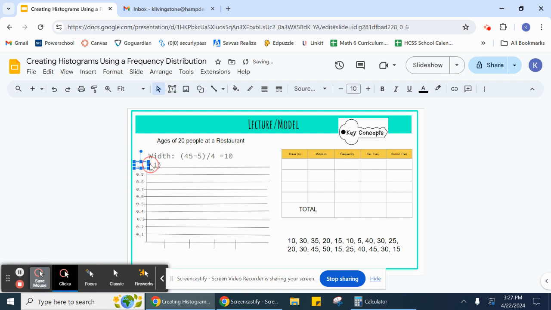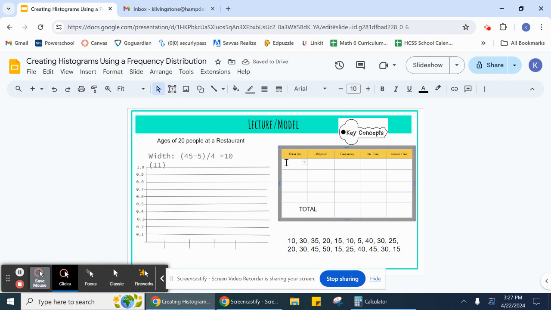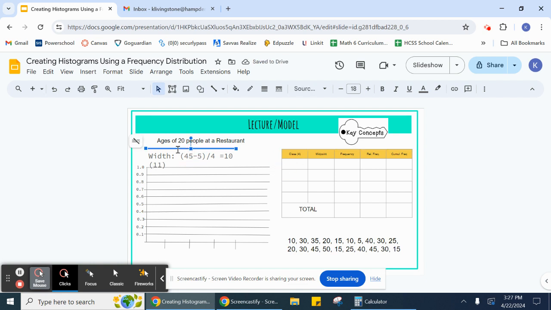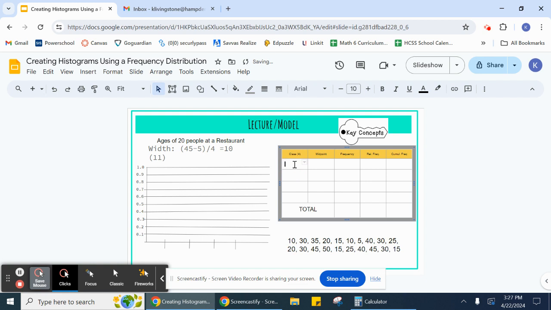Because again, even if it's a whole number, you still have to go up to the next number to make sure that everything fits. So I know my class width is 11. Okay, so we know our lowest number is 5, and then we're just going to add 11. 5 plus 11 is 16, 27, and then 38.